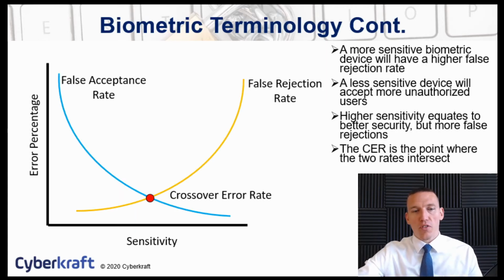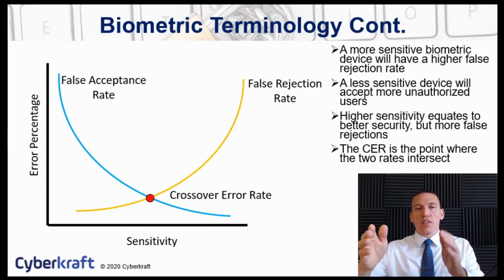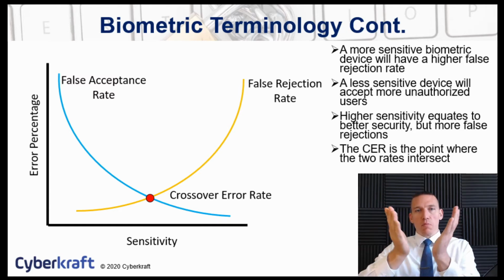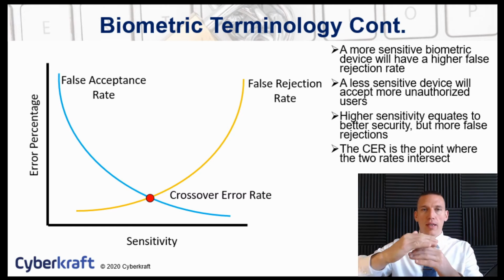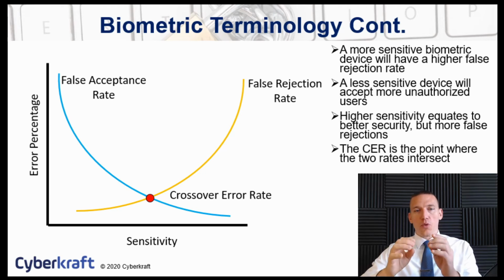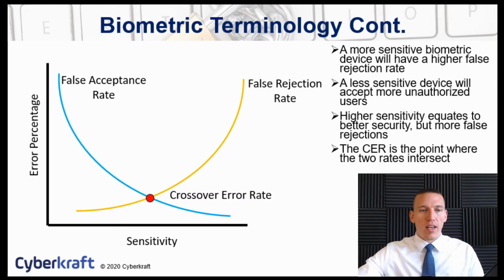Now, why is it called a crossover error rate? It's because it's the rate, or the place, the point on the graph where the false acceptance rate meets the false rejection rate. That's the crossover error rate. On the y-axis we have the error percentage, and on the x-axis we have the sensitivity. So you can adjust these parameters to obtain the proper crossover error rate and the one that you desire.